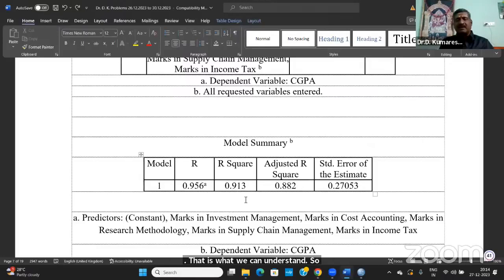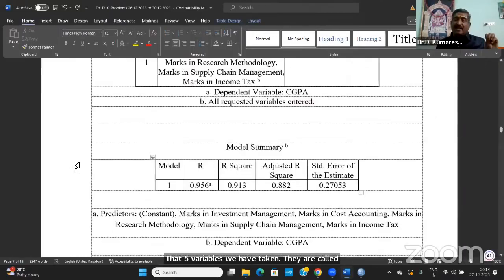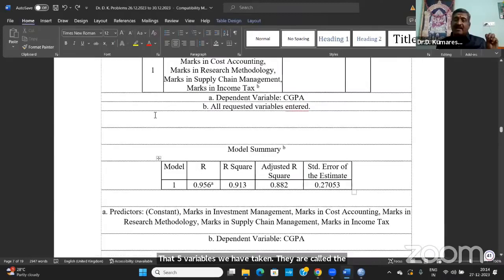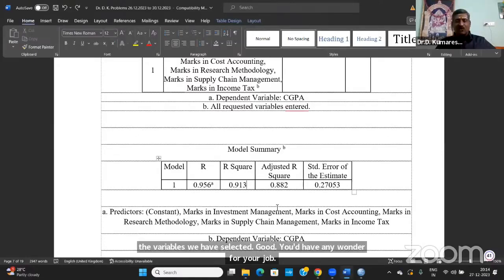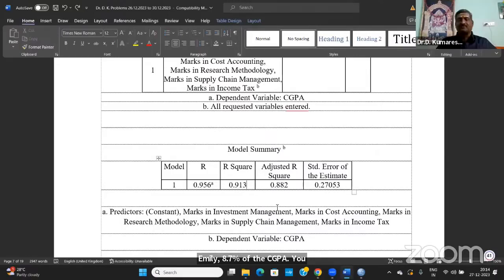So here we understand that the 5 variables we have taken are called predictors. These predictors have influenced the dependent variable CGPA to the extent of 91.3%. So the variables we have selected are good. You have done a wonderful job. Only 8.7% of the CGPA is influenced by some other variables. That's all.